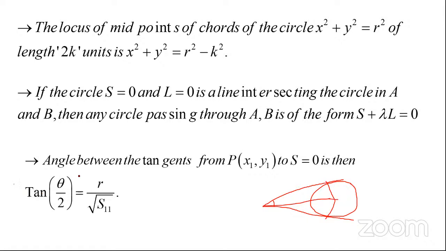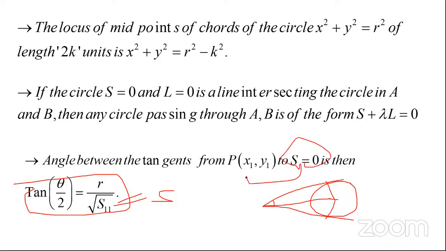triangles. Then we get tan theta by 2 equal to r by root over s11, where s11 is the point. Just substitute into the equation S equal to 0, x square plus y square plus 2gx plus 2fy plus c equals 0. Then s11 is nothing but x1 square plus y1 square plus 2gx1 plus 2fy1 plus c. Then the angle between the tangents from P is given by tan theta by 2 equal to r by root over s11.